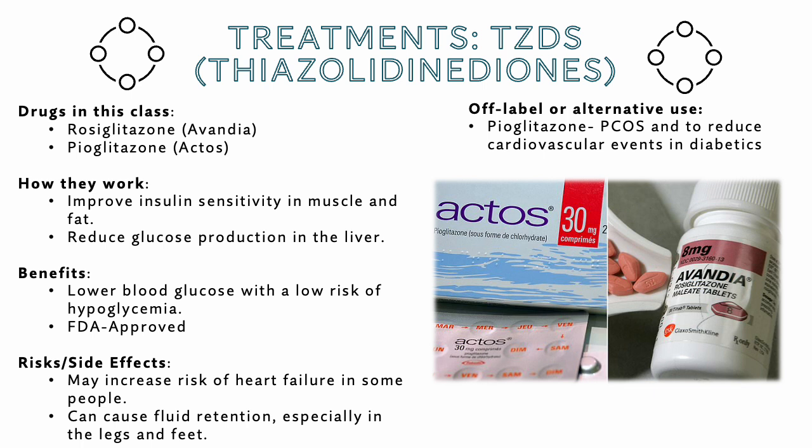Thiazolidinediones improve insulin sensitivity in muscle and fat. There's also a lower risk of hypoglycemia, but it may cause fluid retention. Patients also have increased risk of heart failure. Off-label, one version of this medication, pioglitazone, has been used to help patients with PCOS, and it can reduce the risk of some cardiovascular problems in diabetics.